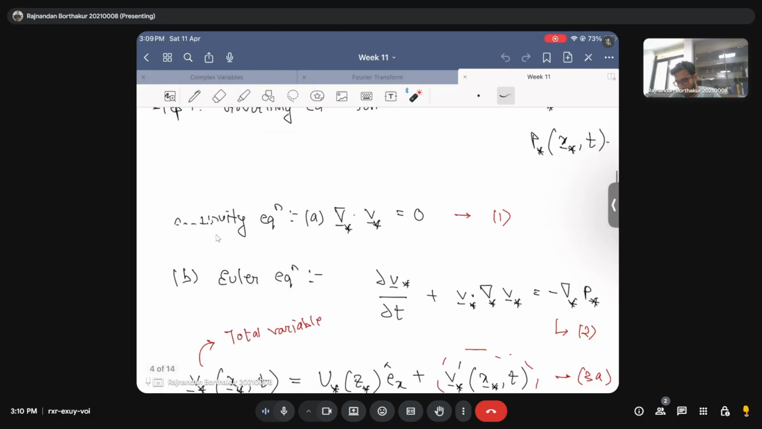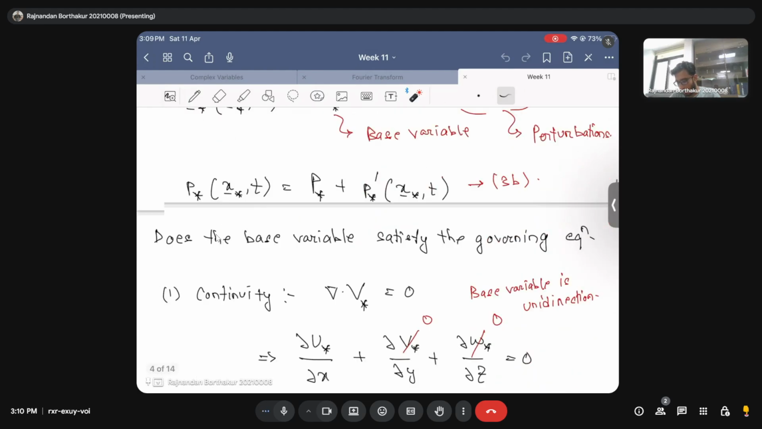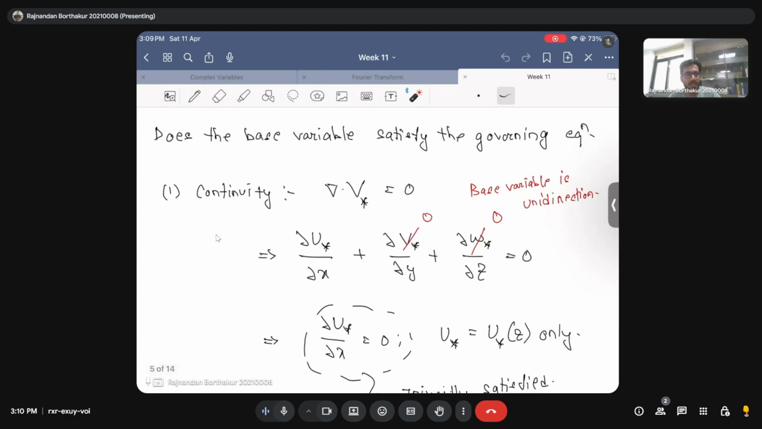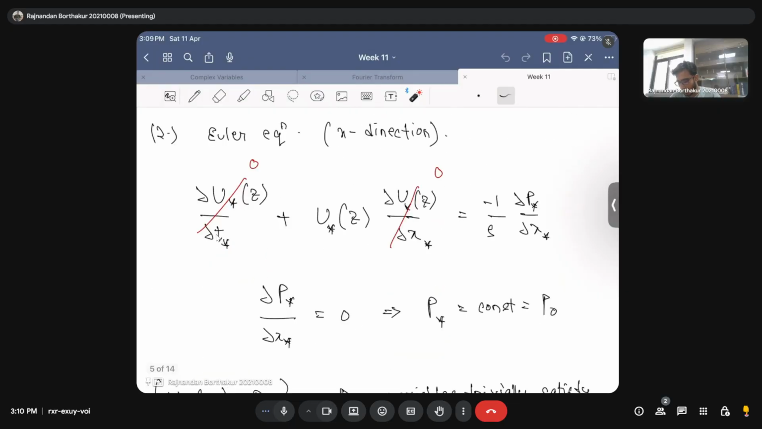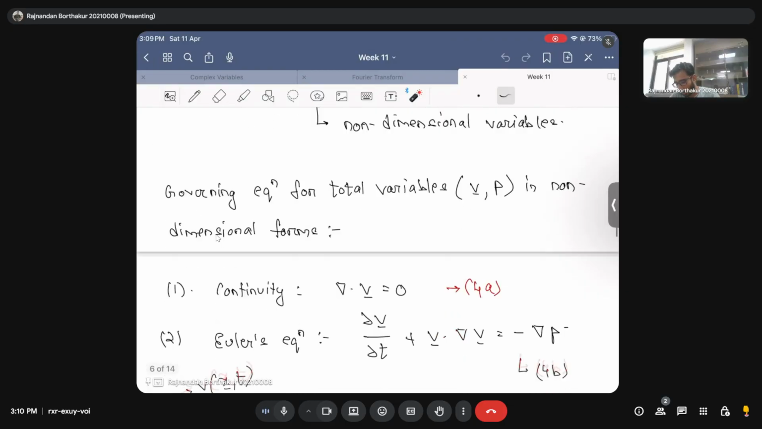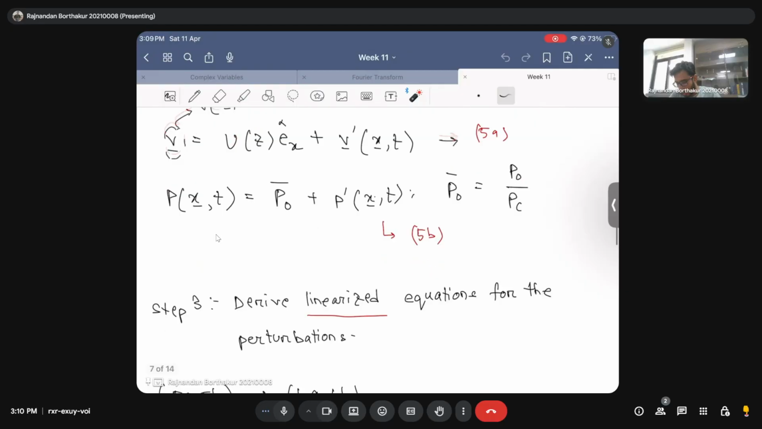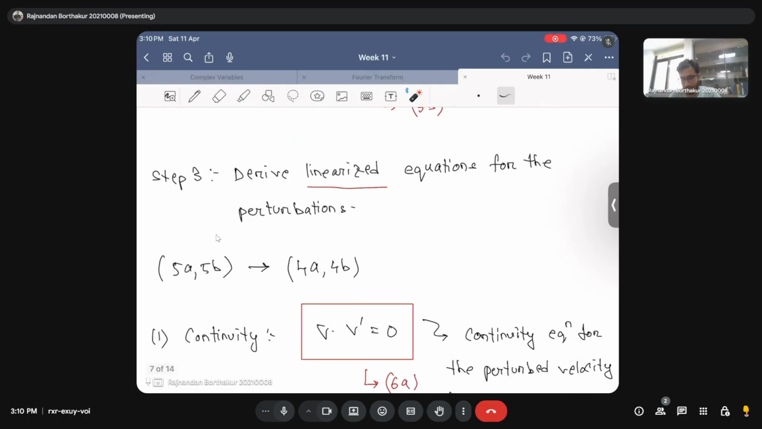As a start, we wrote the equations for the total variable, which are dimensional in nature, and we saw that the base variable trivially satisfied the continuity as well as the Euler's equation. This enables us to follow a non-dimensional approach to derive the governing equation of the total variable. We know that the base variable in dimensional and non-dimensional form satisfies the governing equation trivially. So the next task is that we now need to derive the linearized equation for the perturbations.